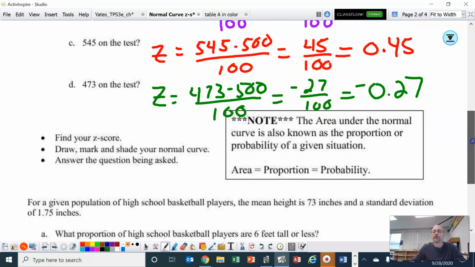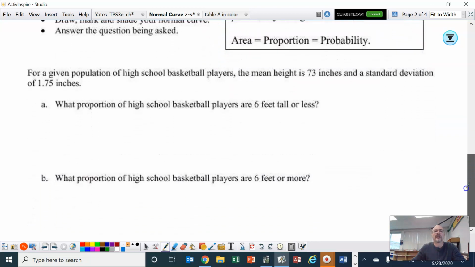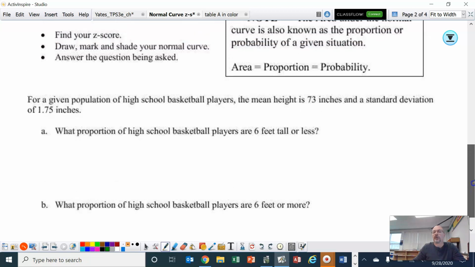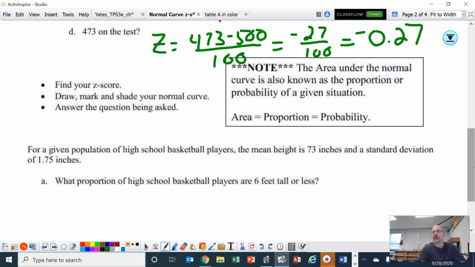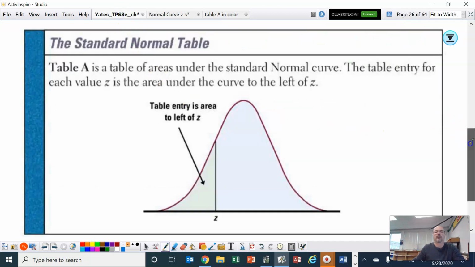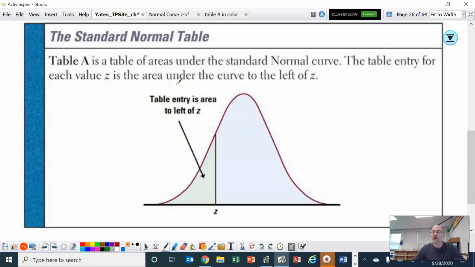All right, so this is the same thing, but in this one, we're going to go one step further. We're going to go ahead and find the proportion, which is the area underneath the curve. Remember, area, proportion, and probability are all going to mean the same thing here. So before we do that, let's go back to this slide for a moment. Again, we're going to be using that table, and I'm also going to show you at the end how we can use the calculator. I might actually do it before we get to the end of the video.